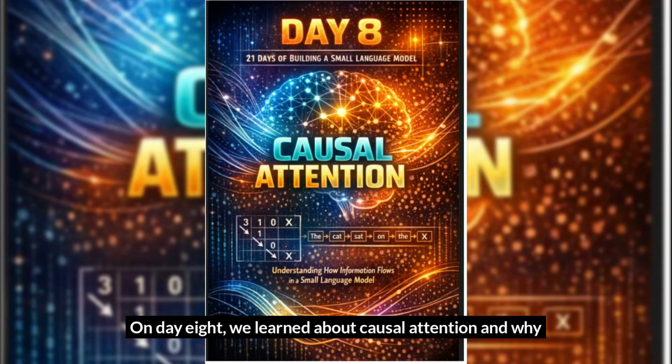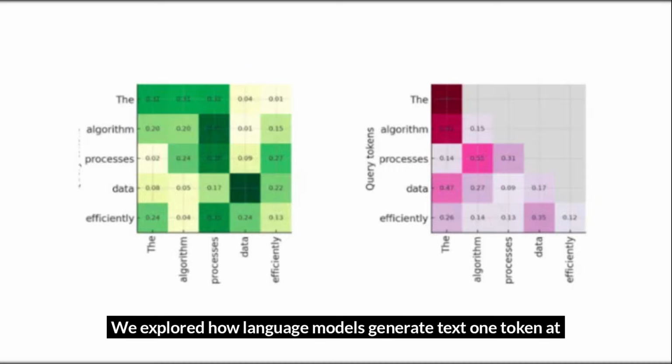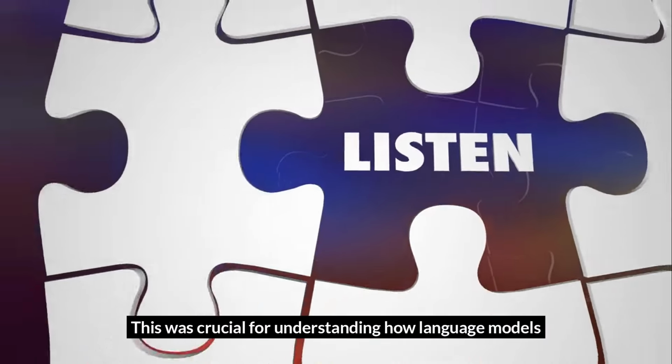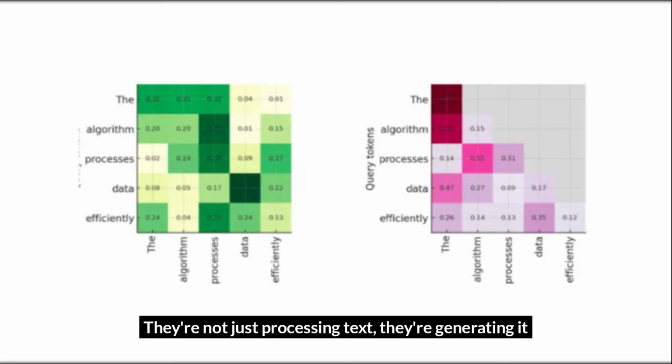On day 8, we learned about causal attention and why causal masking matters in language models. We explored how language models generate text one token at a time, why they can only look at previous tokens, and how causal masking enforces this constraint. This was crucial for understanding how language models actually work during generation. They're not just processing text, they're generating it sequentially, and causal attention is what makes that possible.